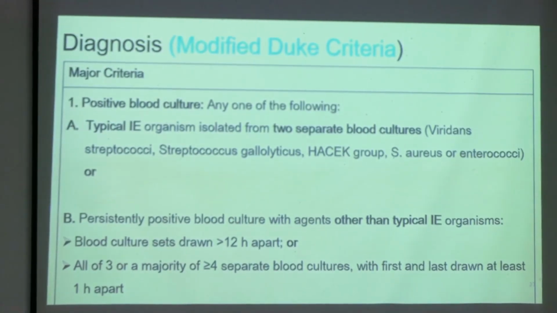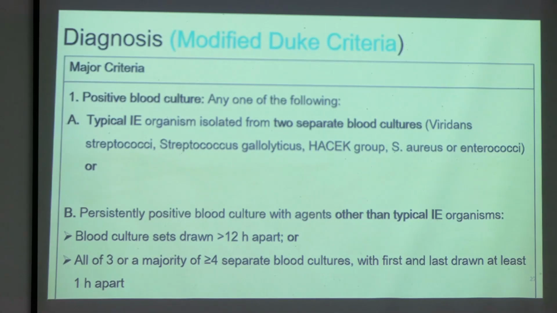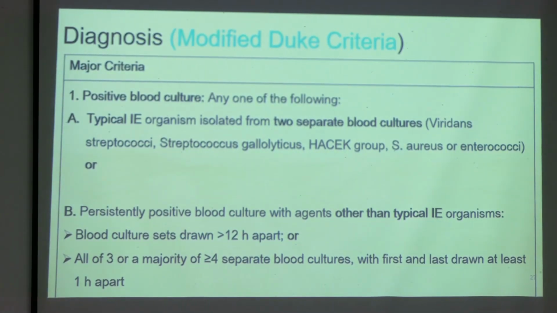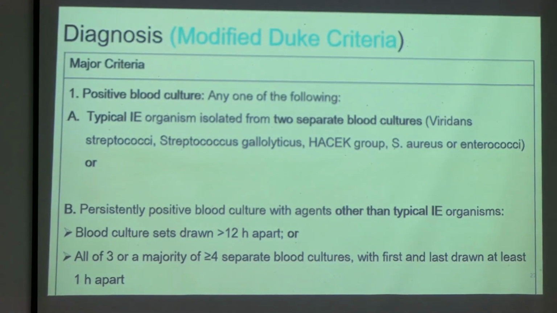Okay, and the second criteria can be a persistently positive blood culture with other organisms that are not typical. Like what are those? Coxiella, Bartonella. Those are atypical organisms. So in those cases, again blood culture set is drawn 12 hours apart, and we take 3 minimum, or we can take 4 blood culture sets. Between the first set and the last set, the difference should be 1 hour.